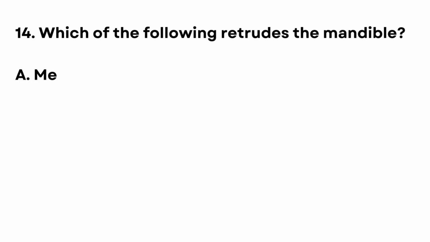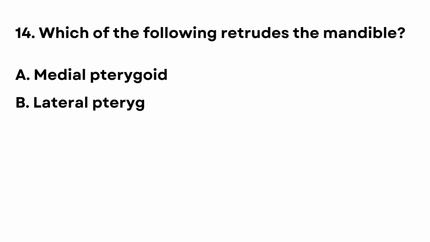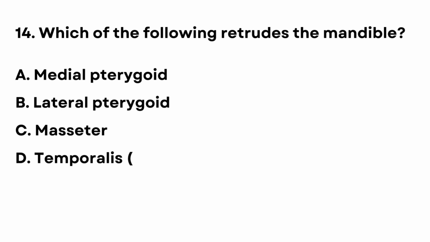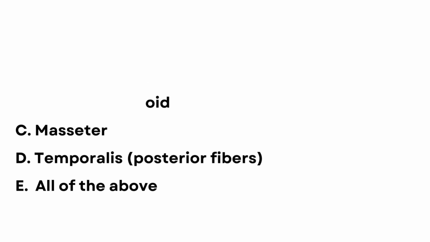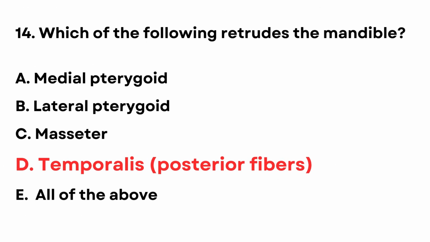14. Which of the following protrudes the mandible? A. Medial pterygoid. B. Lateral pterygoid. C. Masseter. D. Temporalis, posterior fibers. E. All of the above. The answer is D. Temporalis, posterior fibers.